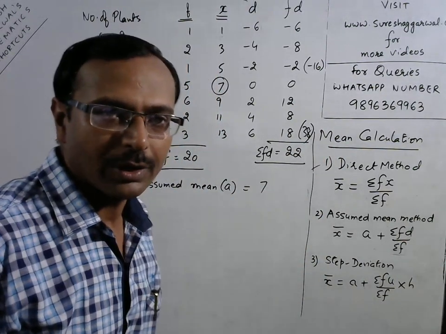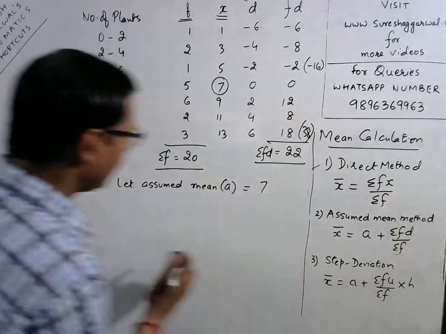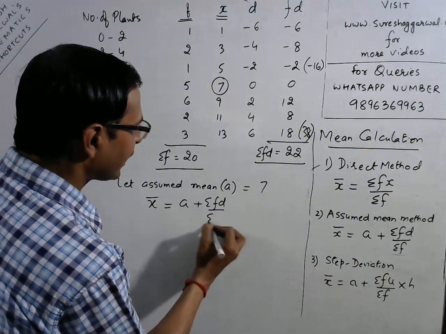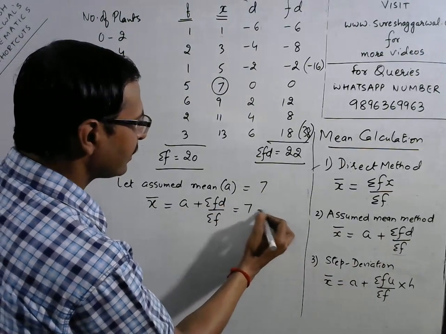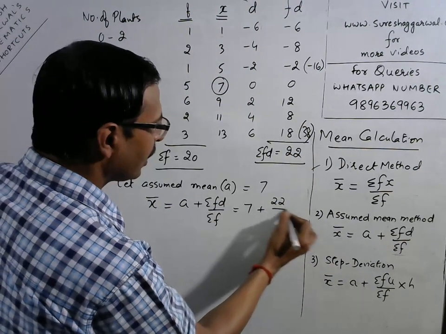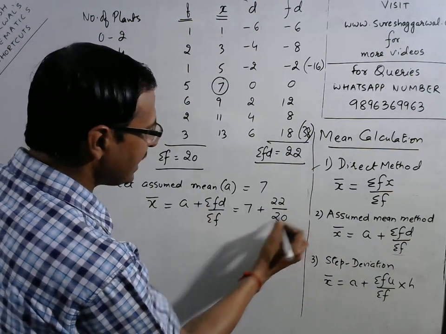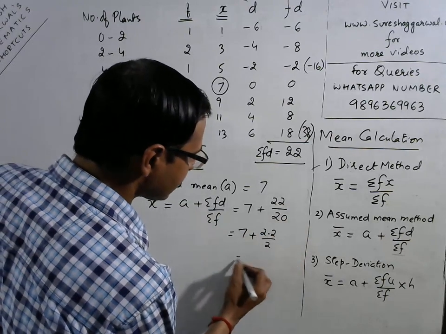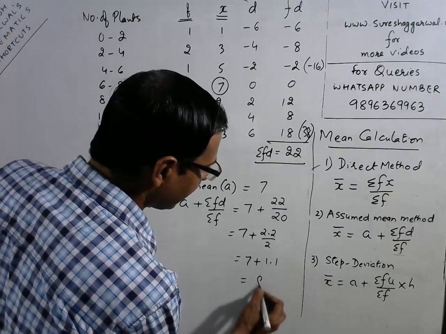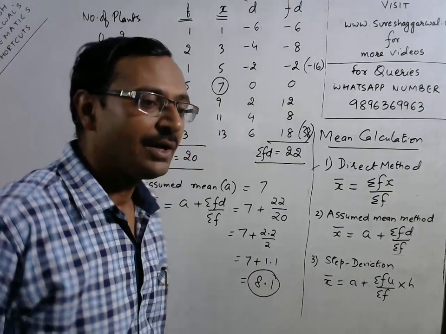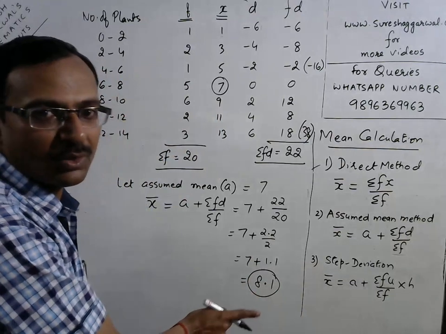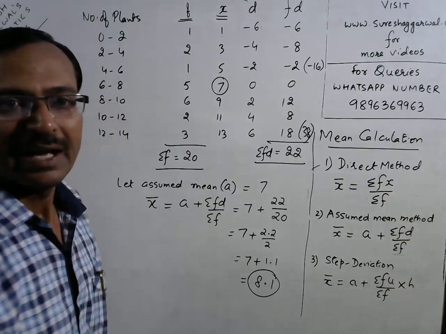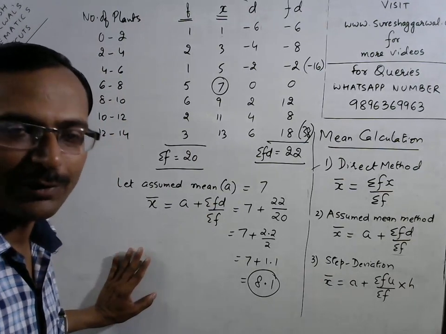Now all values are known. Now you can just substitute the values in this formula to obtain the value of mean, x bar equals A plus sigma fd upon sigma f. Just put the values. A is 7, sigma fd is 22, and sigma f is 20. So this is 7 plus 2.2 divided by 2, so 7 plus 1.1. Again, we get the same answer as we got in the direct method. Answer is same, 8.1.